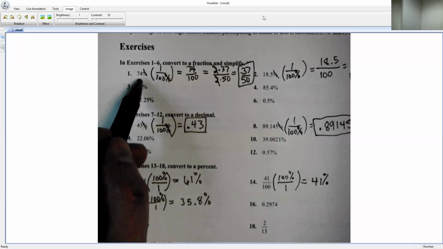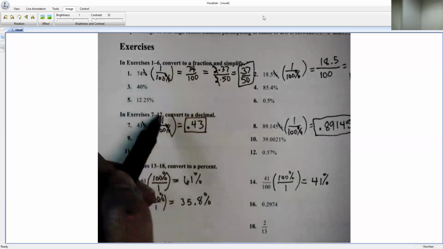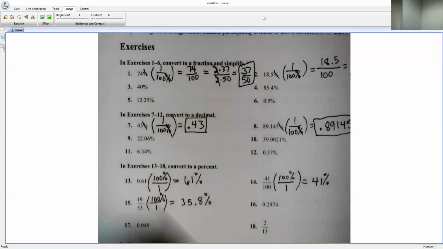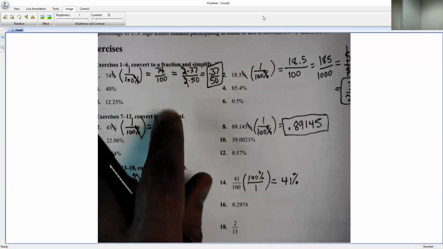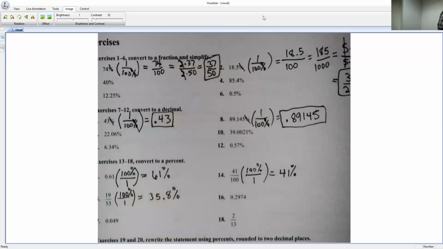So doing that, 74% times 1 divided by 100%, the percentages cancel, and that leaves us 74 divided by 100. Notice there's no more percent sign. We've taken something that was a percentage and converted it into something that's not a percentage. Now all we have left to do is to simplify it. The directions say simplify, and that's one of the things we have to do when we're working with fractions, make sure they're in lowest terms.